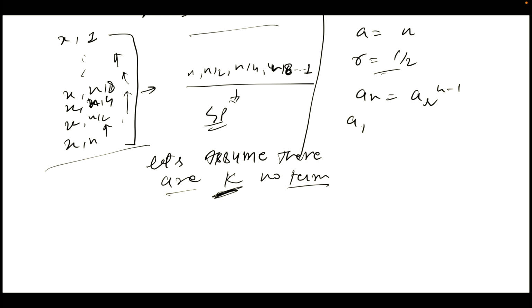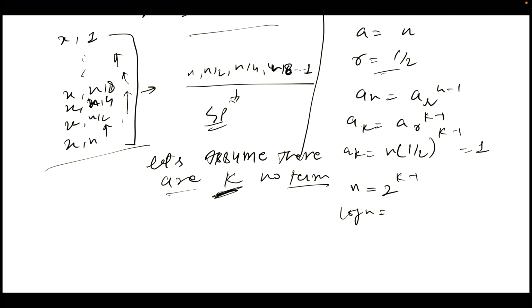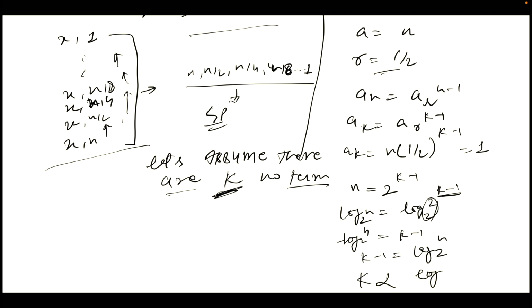So a of k will be a of r^(k-1), right? So a of k will be n of half k, with a1 equal to 1. So n equals 2 to the power k minus 1. Okay, if we take a log on both sides, log n equals log 2 to the power (k-1). If the base is the same, we only consider the power. So here log n to the base 2 equals k minus 1. So k minus 1 will be log n to the base 2, and k is proportional to log of n base 2.